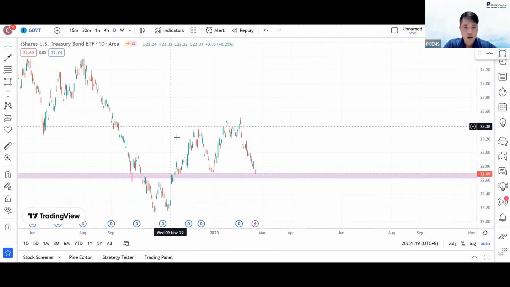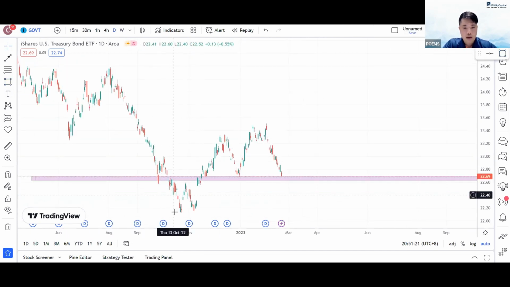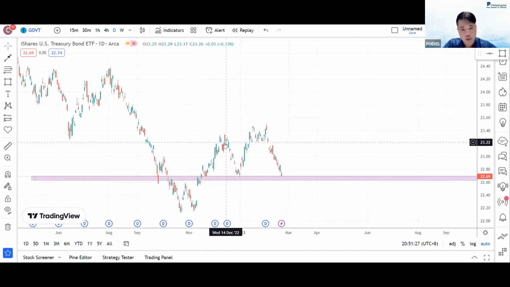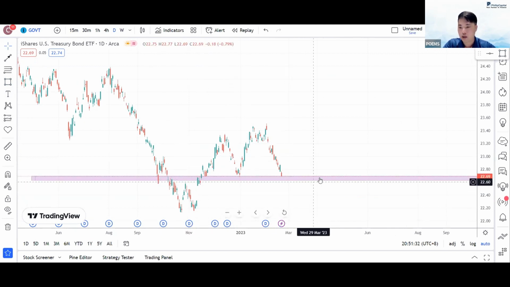Because previously price went down from a minor supply here, failed to go down and break above, and then from this support, so it's resistance turned support. So there should be a very strong support level around 22.65, right?